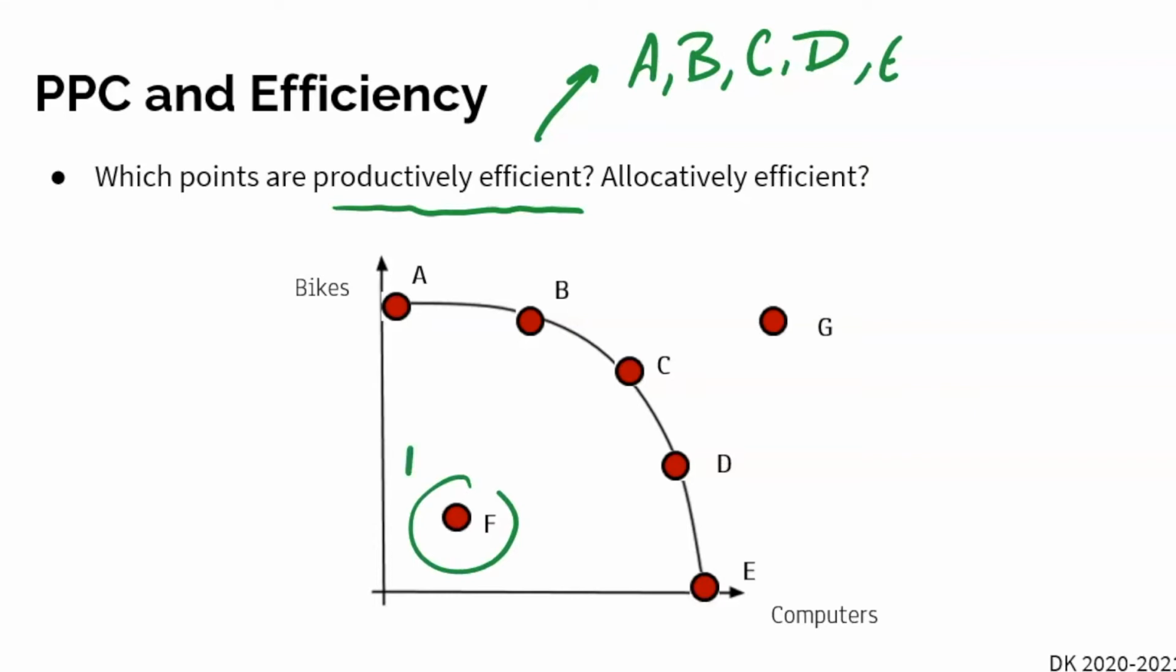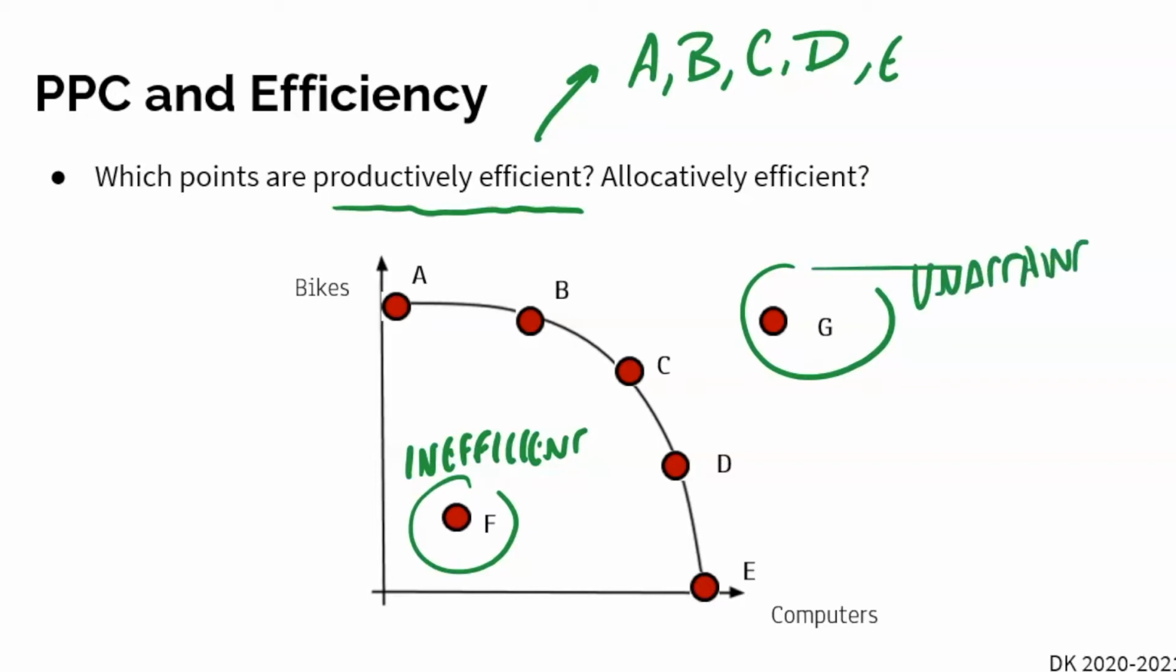Why? Well, because here we're being inefficient with our goods, right? Let's say there's unemployment. We're not maximizing our resources here. We're also not productively efficient at point G. Why? Well, because it's unattainable, right? Given our current resources.